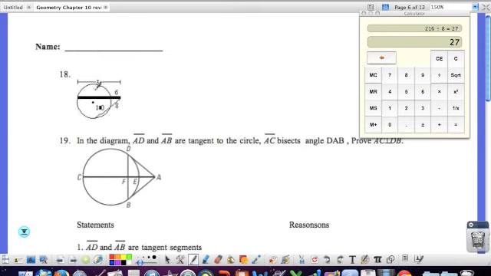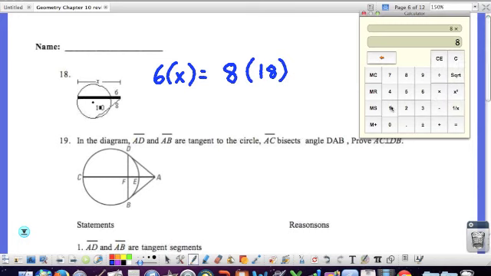Although it is difficult to see what that number says, I think it says 10, in which case we would have 6 times the entire length, which is x, equals 8 times the entire length, which is 18. 8 times 18 equals 144, divided by 6, x is 24.